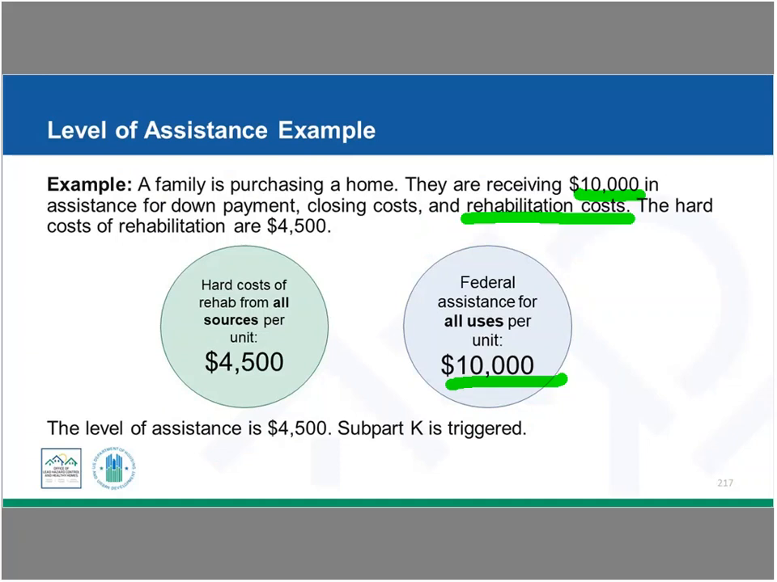But when we calculate the hard costs for this project, we find ourselves at $4,500. So it's still within the 5,000, which is our maximum for being under Subpart K. So for this project, we're going to be following Subpart K requirements. We talked about a visual assessment being required, and then treatment for all deteriorated painted surfaces, and clearance would be done as part of that.